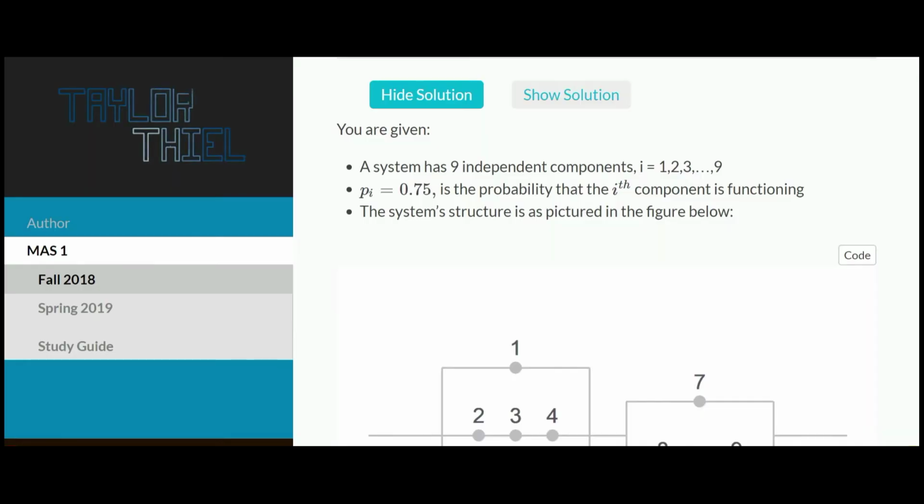You are given a system that has 9 independent components, 1 to 9. P subscript i is 75%. It is the probability that the ith component is functioning. The system structure is as pictured in the figure below.